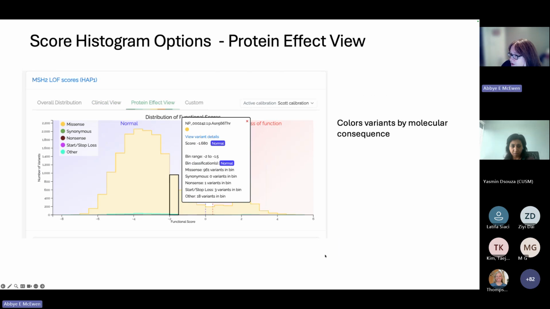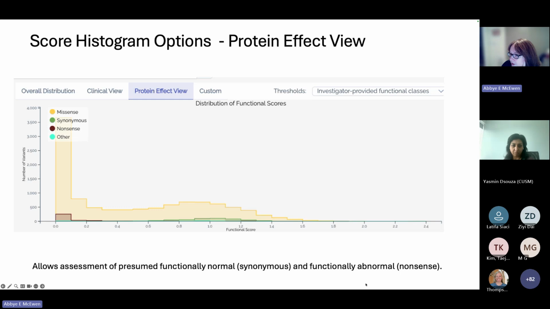Another thing you can explore are the different variant consequences in a data set. So this would be missense, nonsense, synonymous, etc. This data set's pretty boring. It's all missense variants. But for some of our data sets, we have synonymous and nonsense variants that we can use to help us understand how normal is separated from abnormal.